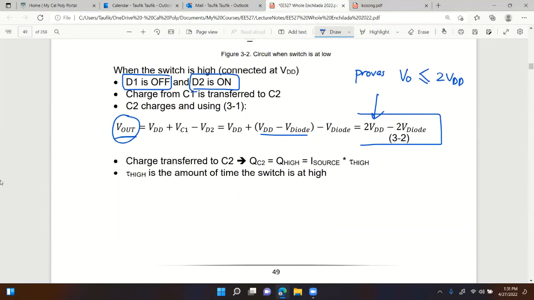I'm trying to find delta Q equal to I delta T, right? Since this is corresponding to high, when the switch is high, therefore this is going to be Q high or QC2. That's going to be I source times tau high. What is tau high again? That's how long the switch is on the high position, right? So far so good.